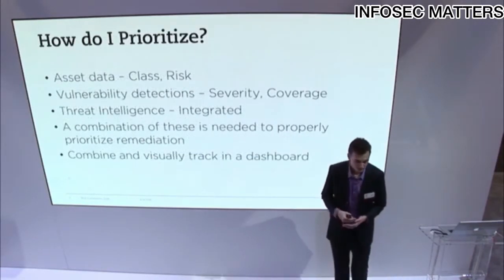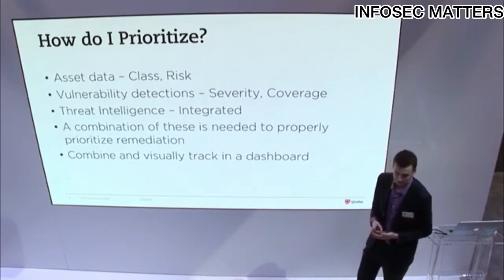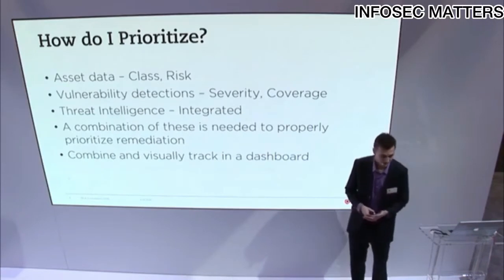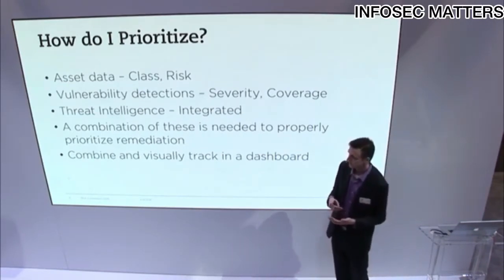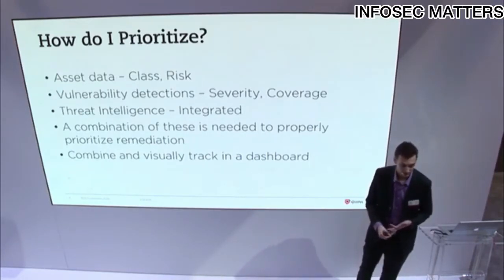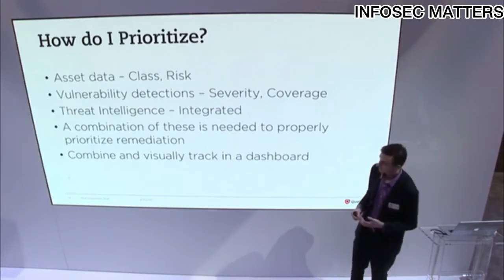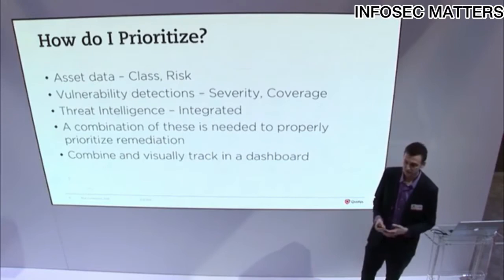To actually prioritize, you need three different sets of data. You need asset data, so that would be things like asset class and asset risk. Asset risk would be data points like what kind of data is on this device, and what regulatory compliance applies to this type of device. Class is more like, is this a workstation? Is this a server? What kind of device is this? How is it being used by the different users?